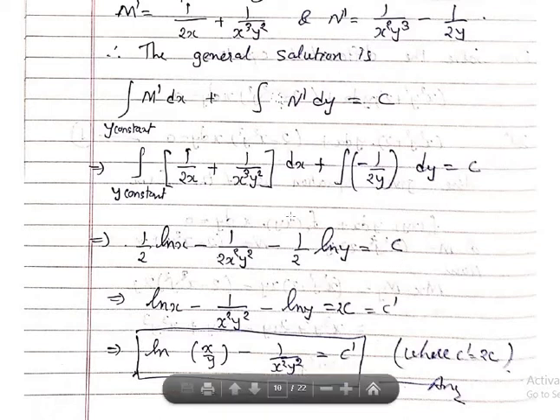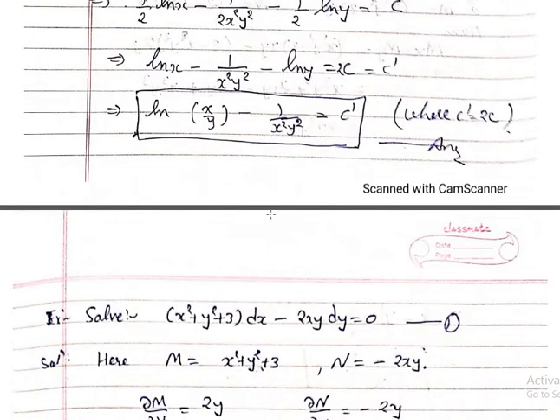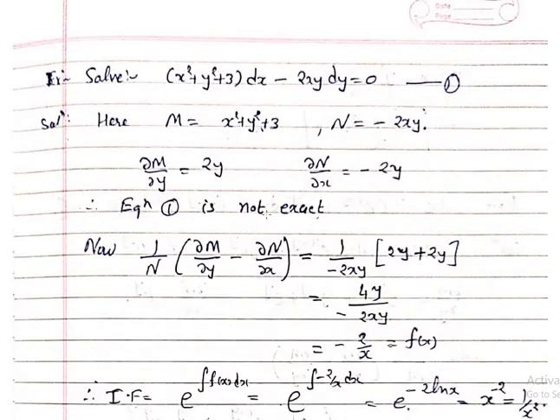So multiplying by 2, that will give you log x minus 1 upon x square y square minus log y is equal to 2c. We are going to say it is equal to c dash, and therefore log of x by y minus 1 upon x square y square is equal to c dash. In the same manner we are going to check out now case 3.